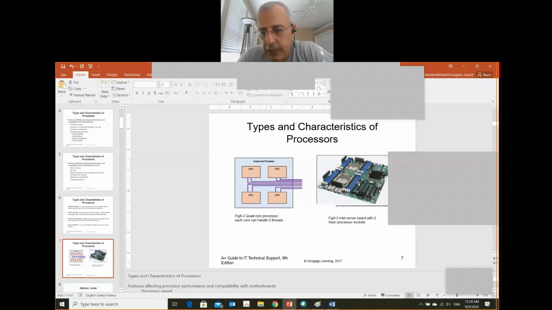And on the right, we have an Intel server board with 2 Xeon processor sockets. On this main board, we have 2 different physical processors. I hope that the difference between logical and physical processors is clear. On the right side, we have 2 physical processors. On the left side, we have 1 physical processor, within which we have 4 logical processors called cores. So whenever we say core, we mean a logical processor inside the physical processor. But on the right, we have 2 different and separate physical processors.